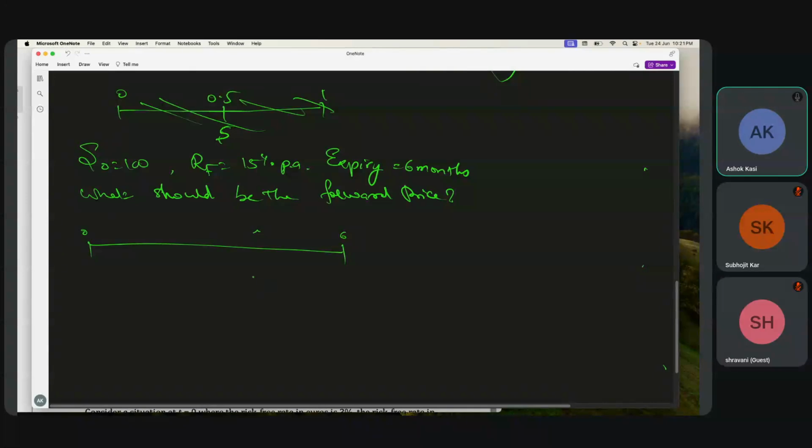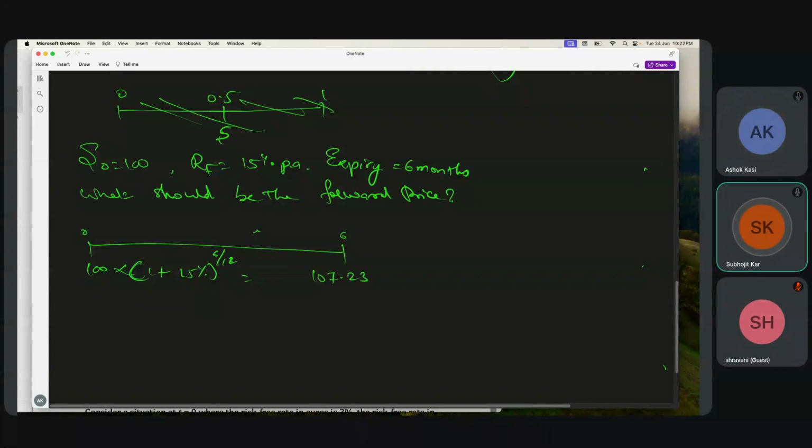So normally what we will do is, this is 100. So it is 6 months. So 1 plus risk-free 15 percentage raised to 6 by 12, that means 0.5. Just calculate how much it comes to. 107.2380. Yeah, so the forward price will be 107.